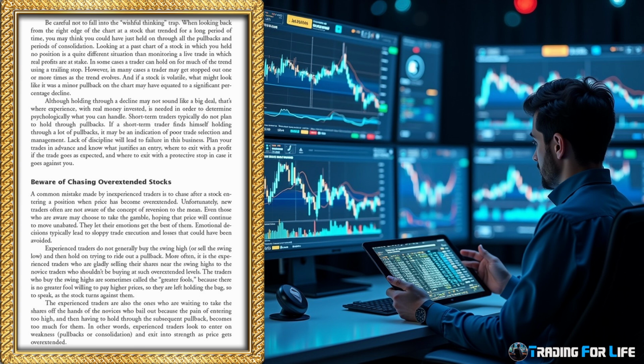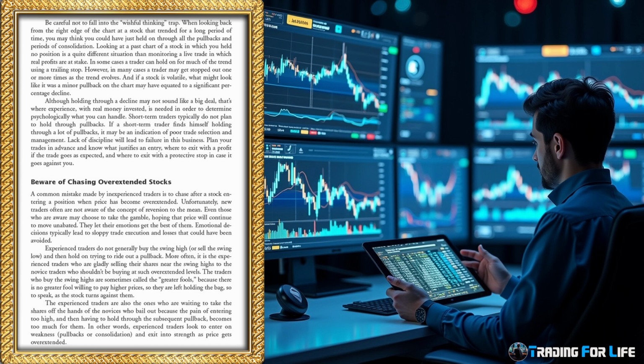Even those who are aware may choose to take the gamble, hoping that price will continue to move unabated. They let their emotions get the best of them. Emotional decisions typically lead to sloppy trade execution and losses that could have been avoided. Experienced traders do not generally buy the swing high or sell the swing low and then hold on trying to ride out a pullback. More often, it is the experienced traders who are gladly selling their shares near the swing highs to the novice traders who shouldn't be buying at such overextended levels.